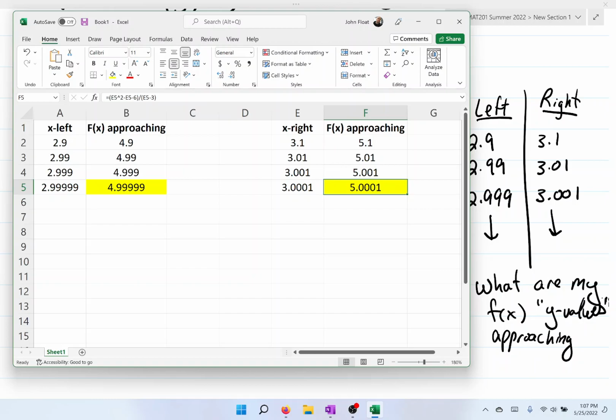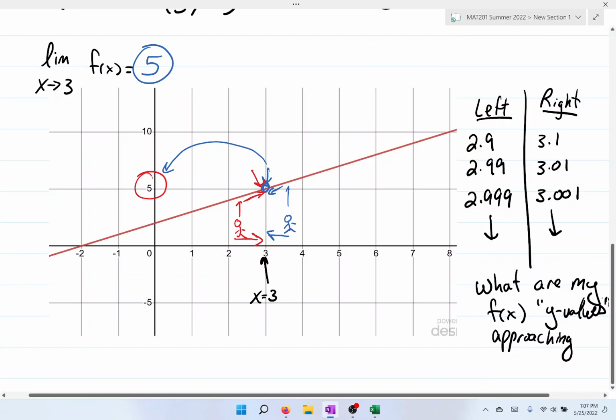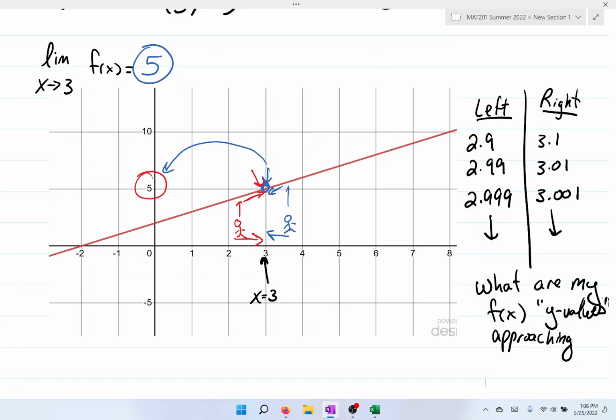And this is what we call the intuitive approach to finding limits. If you want to, and I would highly recommend graphing and then using your intuition and reading the graph on the left and the right-hand sides to see if they're approaching the same exact value.